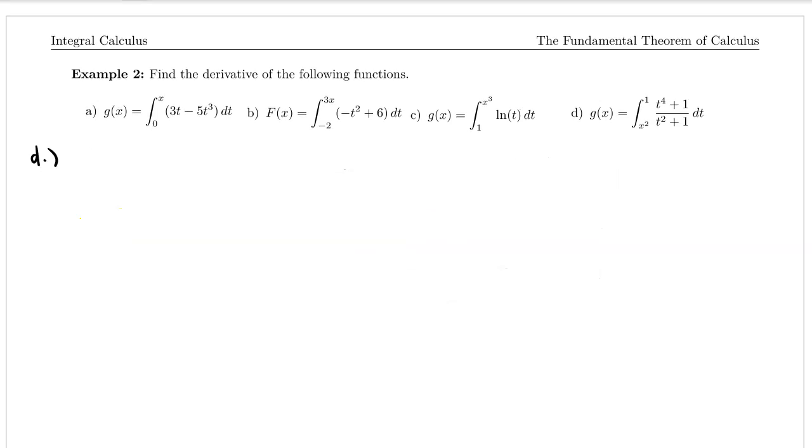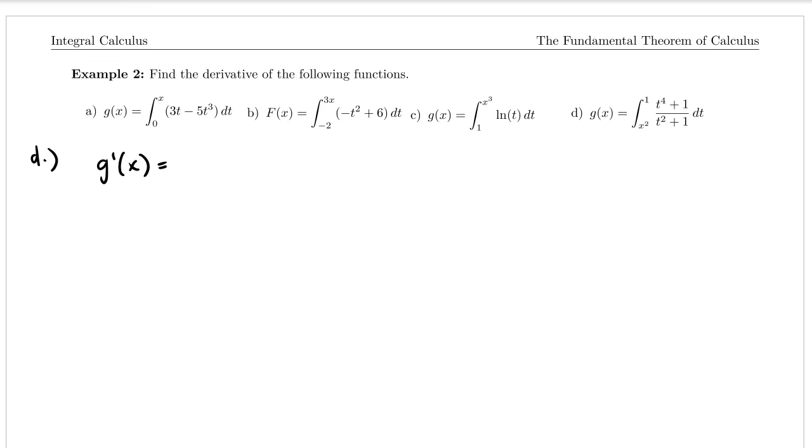All right, for part D, we once again want to find g prime of x. And the difference in this scenario is that our upper limit of integration is a constant, and our lower limit of integration is a function. So we learned a property in the previous section that allows us to rewrite this.